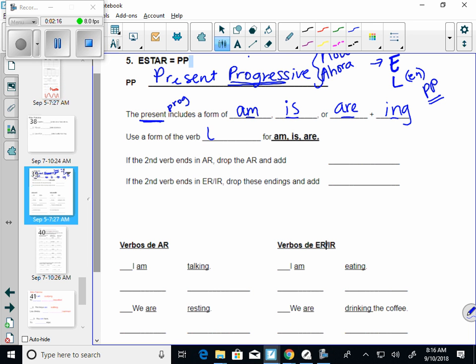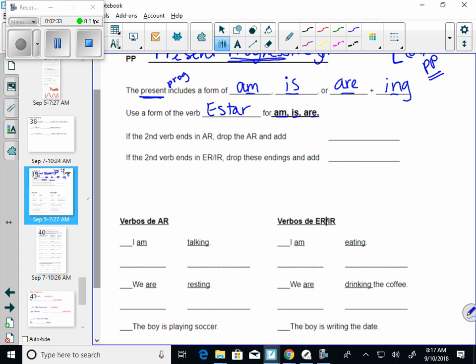We're going to use the form of the verb estar for the am, is, or are. H-E-O-P-P. So we'll have an estoy, estás, está, estamos, or están, for our am, is, or are. This is going to sound kind of crazy for a minute, just give me a second. If the second verb ends in AR, which is what we're going to talk about today, then we're going to drop the AR and replace it with ando. The ando in Español is equivalent to the ing in English. So give me a minute on this.